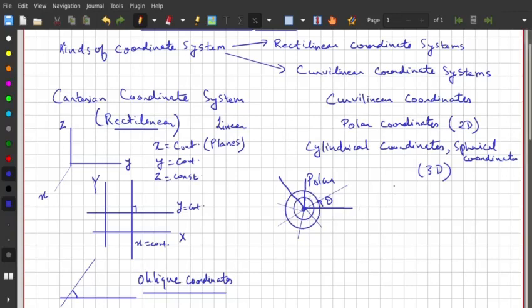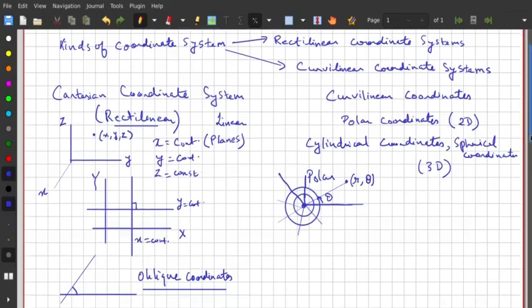So here any point is represented as follows. In a Cartesian coordinate system, any point is represented by a set of three numbers, a three-tuple x, y, z. In polar coordinates, this is a 2D representation, so any point is represented by r and theta, where theta is the angle from some reference axis and r is the distance of the point from the origin, which is also known as the pole. Okay, so this is an example.